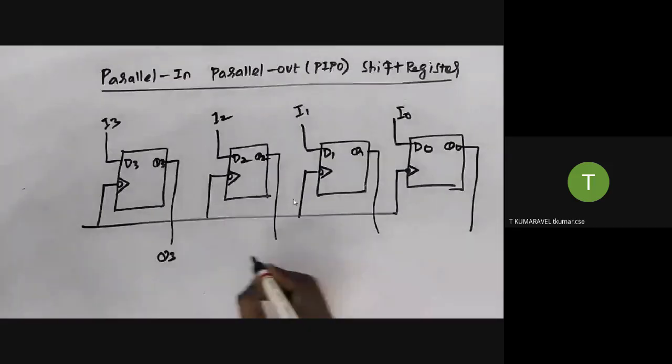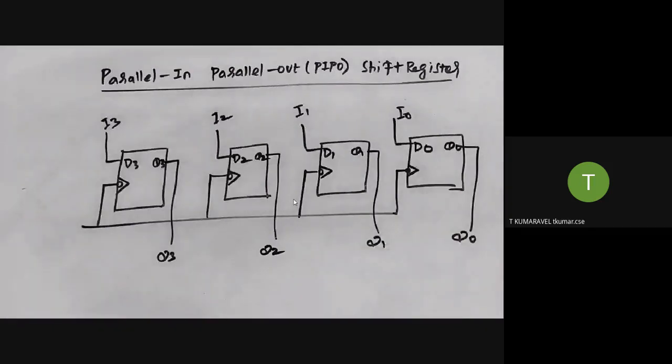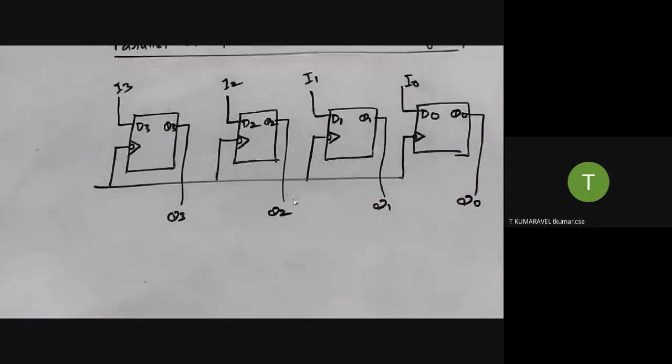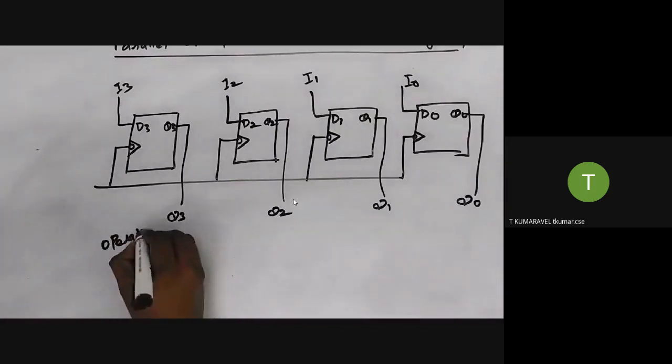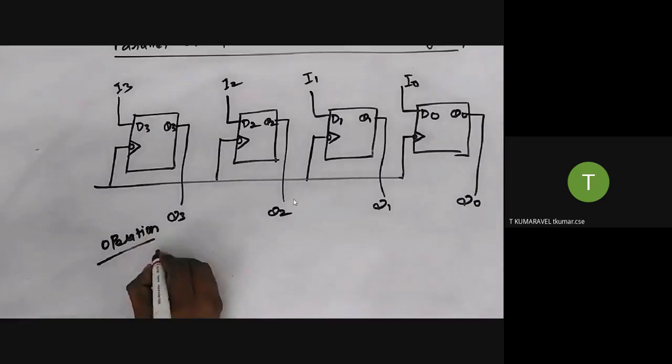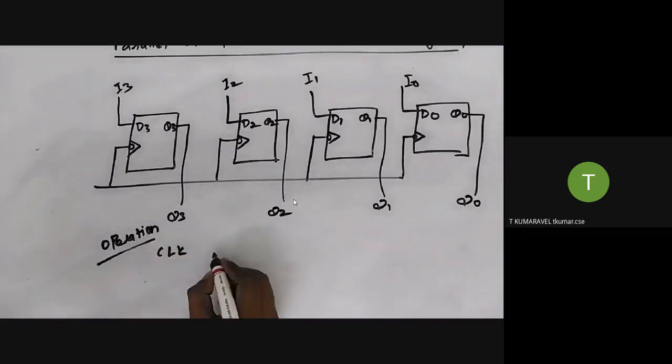Here Q2, this is Q0. I will take one clock pulse. I will show you how it is going to store the data and how we are going to take the data out from the flip flop. First I will show you, before providing the clock pulse, what is the initial state?